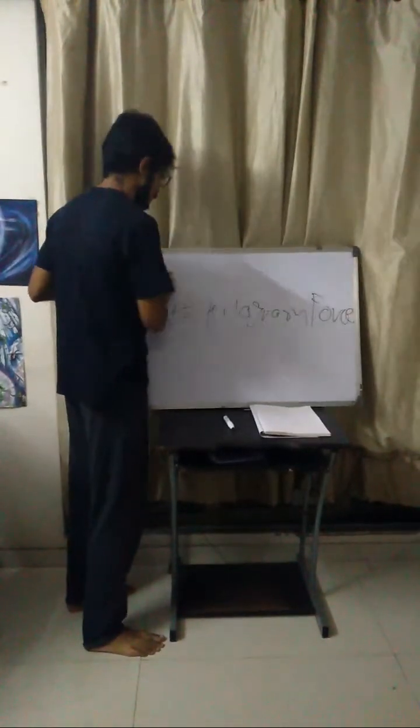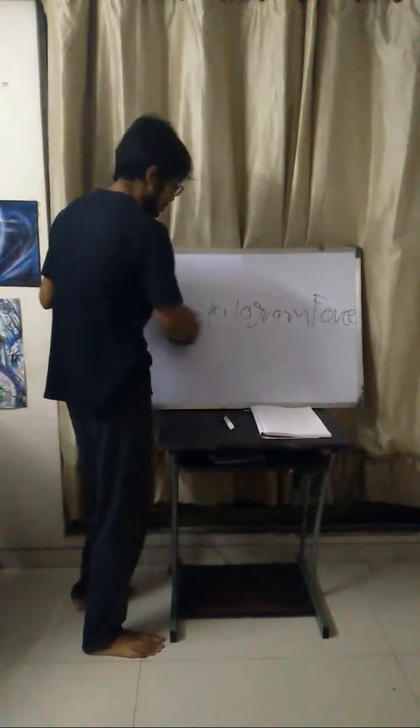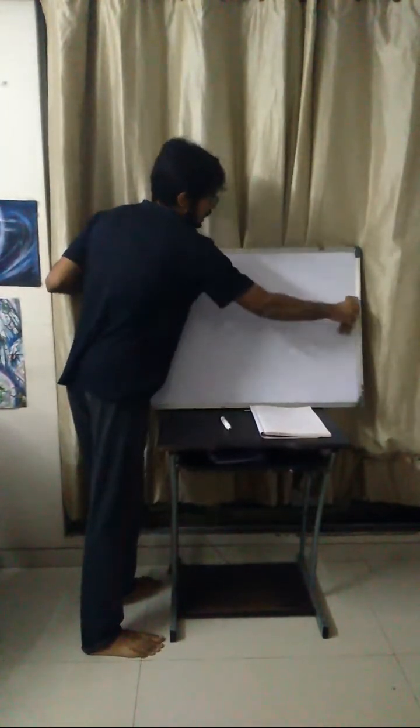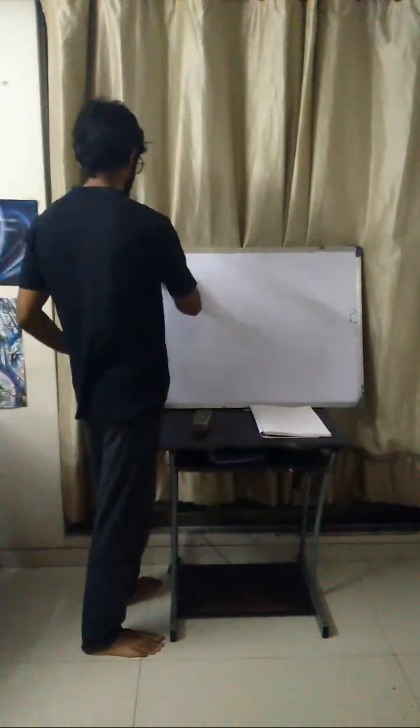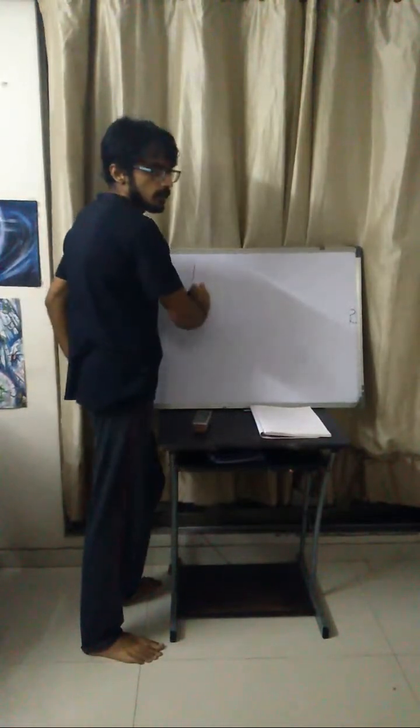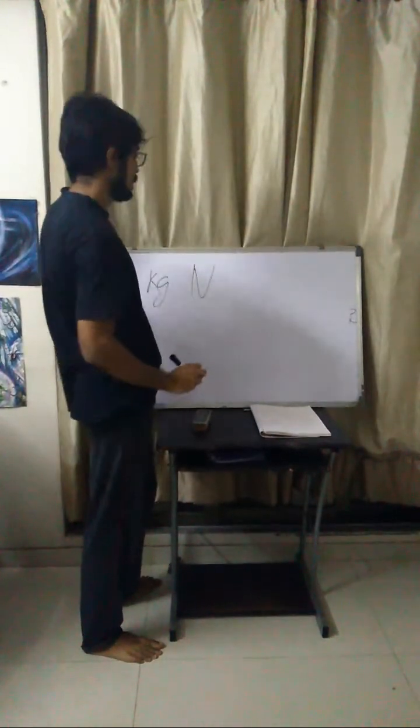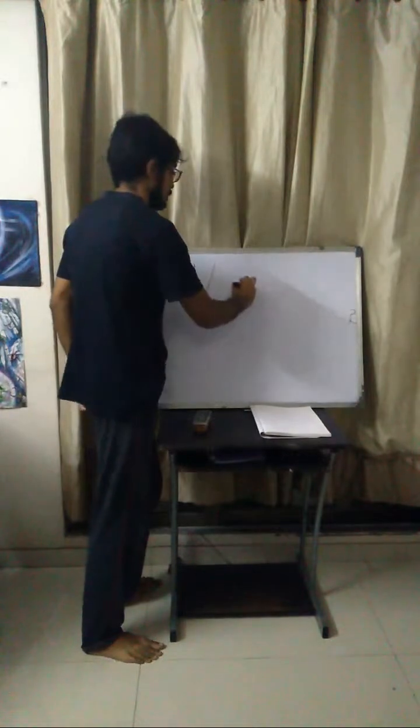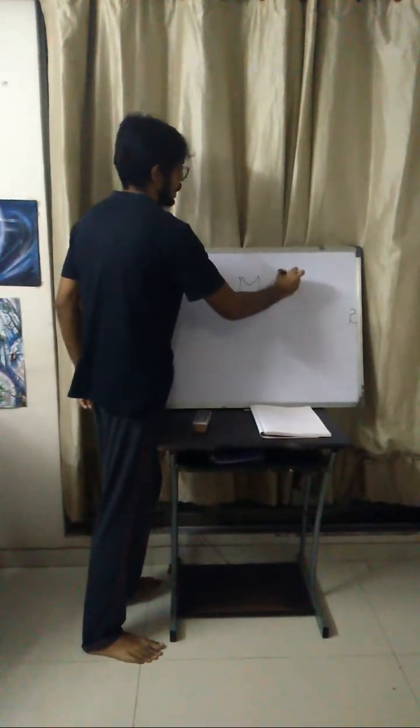Right? So as we can see here, these are the two things. Kilograms, newtons, and meters per second squared.